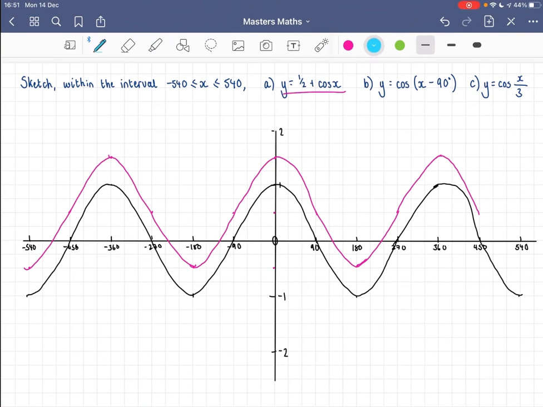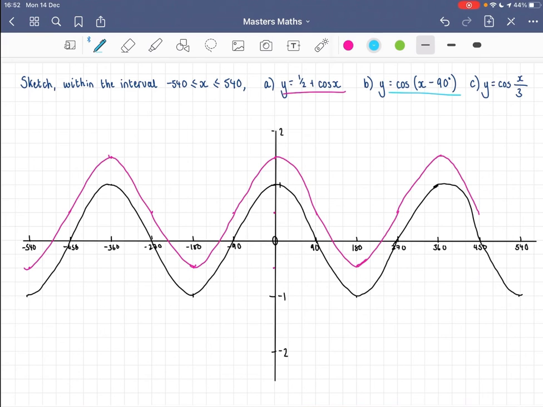Right, next one, y equals cos of x minus 90. So again, we are inside of the function now. We are directly affecting x. So this is going to be a translation or a move in the x direction. Now again, it behaves in the opposite way to what you would expect. So if it is negative 90, we are going to move 90 in the positive x direction. So it's just going to be a shift by 90 degrees to the right.